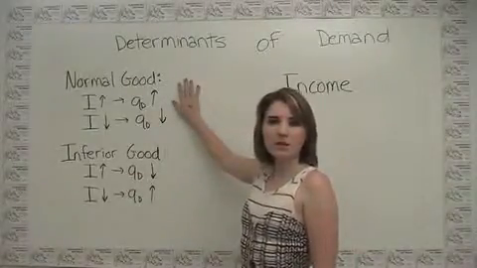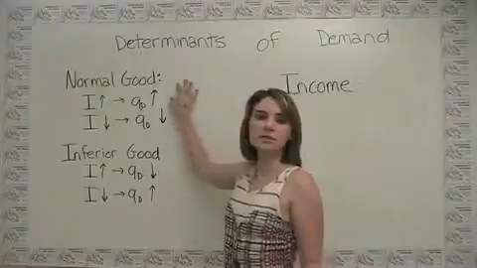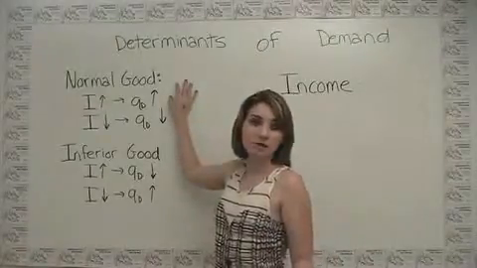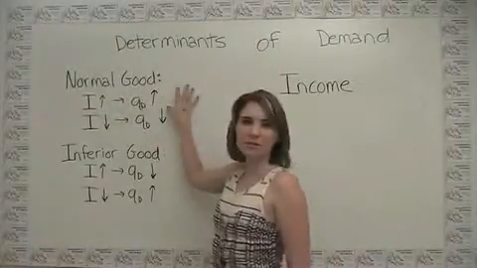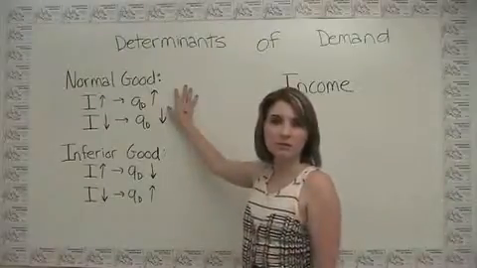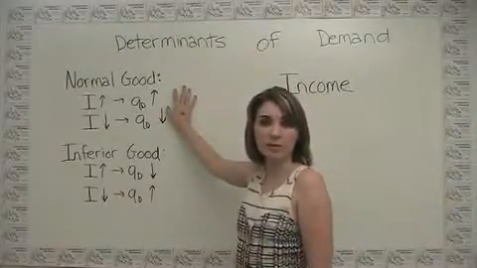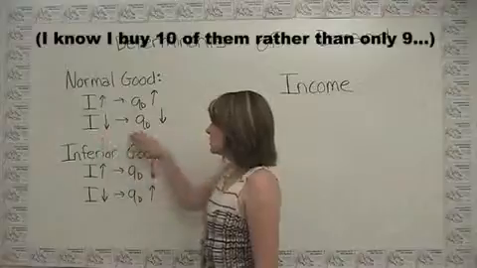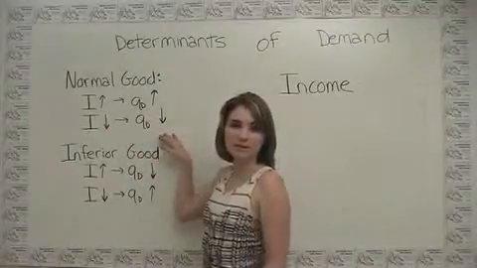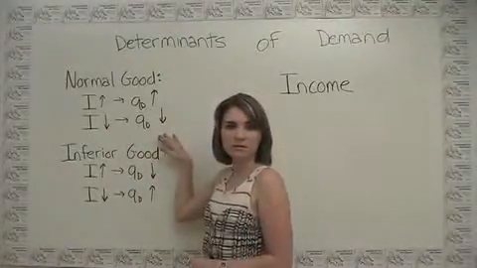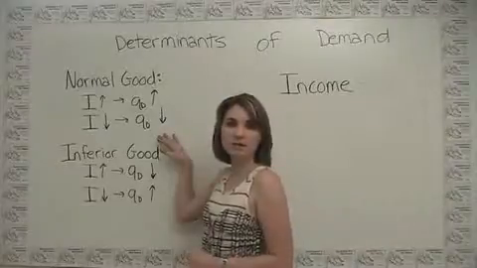In the normal good category, you can think of something as extreme as, say, a luxury yacht. When your income goes up, you're probably likely to purchase more luxury yachts than you were before. When your income goes down, you're probably likely to consume fewer, or to demand fewer luxury yachts than you did before.